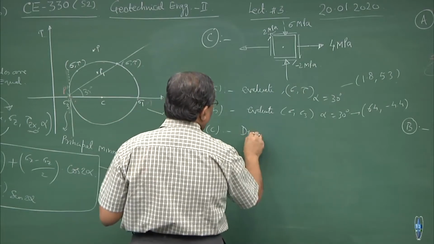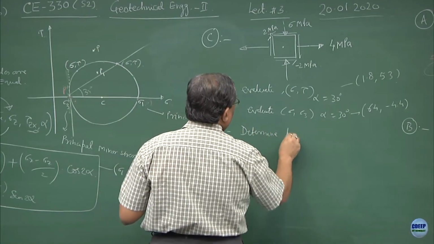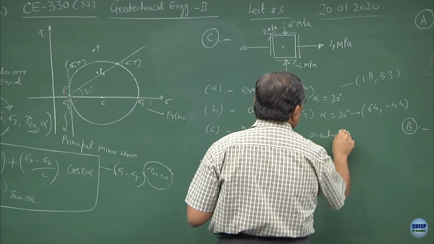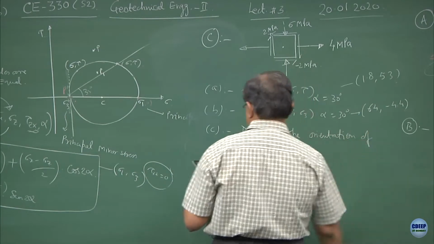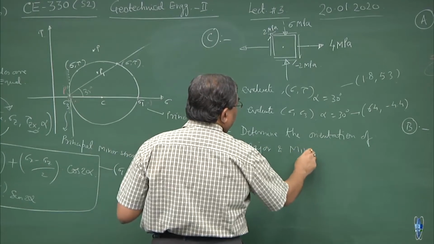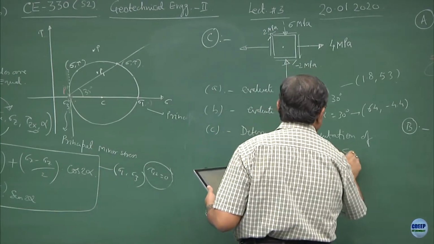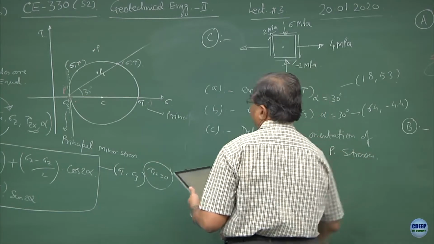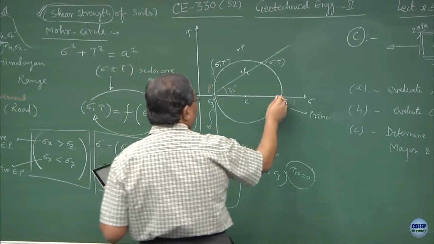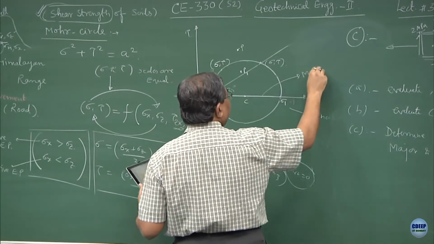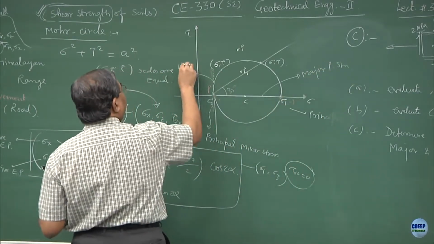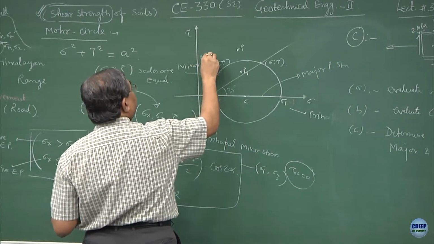Determine the orientation of major and minor principal stresses. In this case, the orientation of the major and minor principal stresses was 0, because this happens to be the major principal stress and this happens to be the minor principal stress.